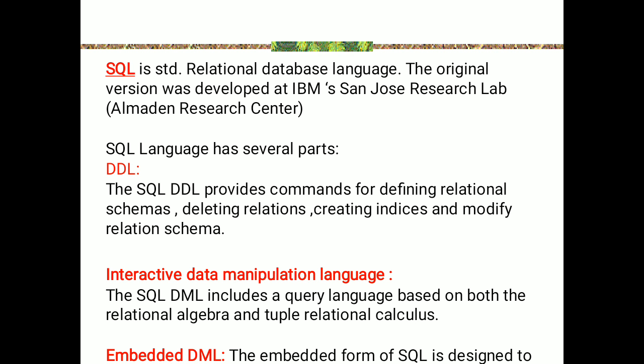What exactly is a relational database? When the database is in structured format and the tables are related with each other, then it is called a relational database. In a relational database system, all the data is stored in the form of tables, that is, in the form of rows and columns. The original version of SQL was developed at IBM St. John's Research Lab.